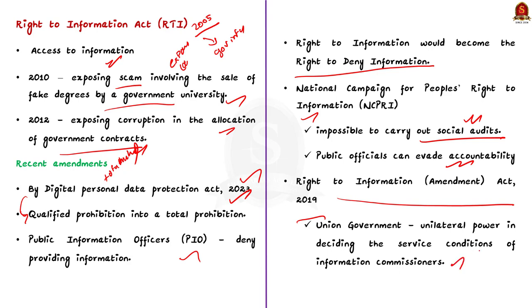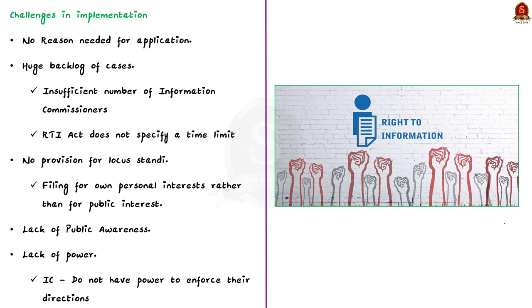This gives the government too much control over the RTI Act officials and could make it more difficult for citizens to access information from the government. Moving forward, we shall see what are all the challenges faced in the implementation of the Right to Information Act.